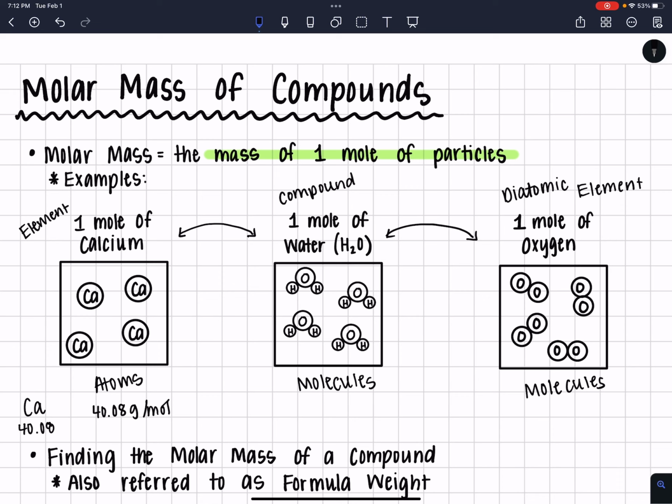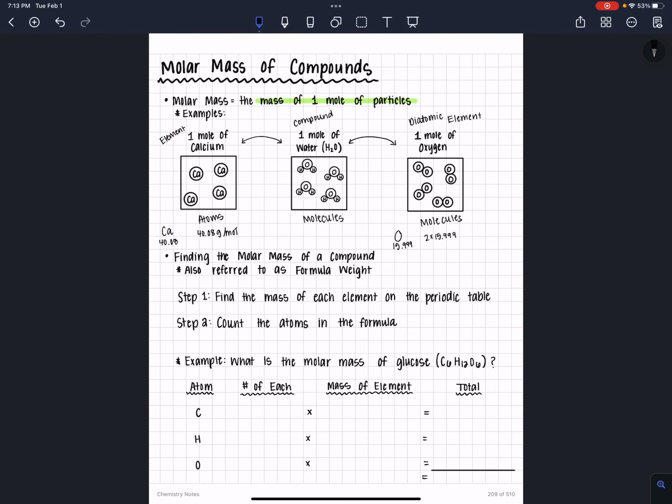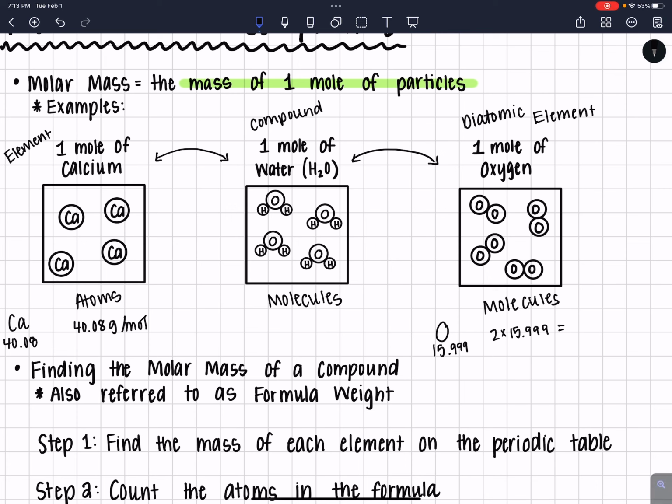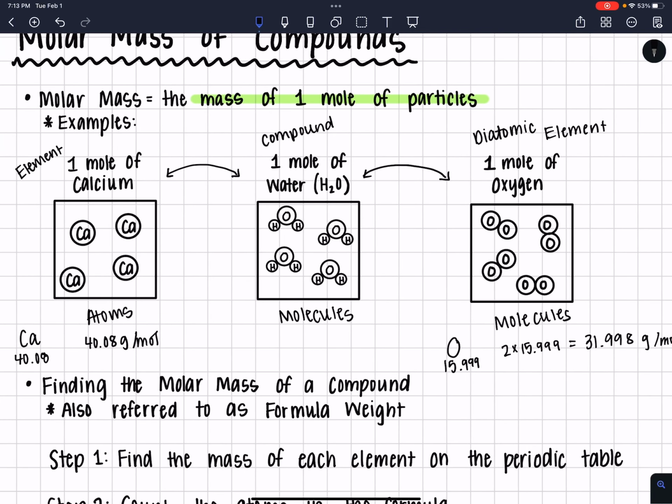But we also learned that diatomic elements are a little tricky, like oxygen. Oxygen's particles aren't single atoms, they're 2 atoms. So even though oxygen's atomic weight is 15.999, the molar mass of oxygen is going to be double that because each particle of oxygen is made of 2 atoms. So it's twice the atomic weight, which is how we end up getting, for oxygen, a molar mass of 31.998 grams per mole.